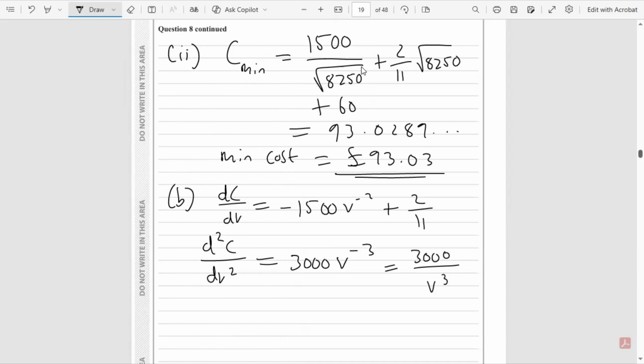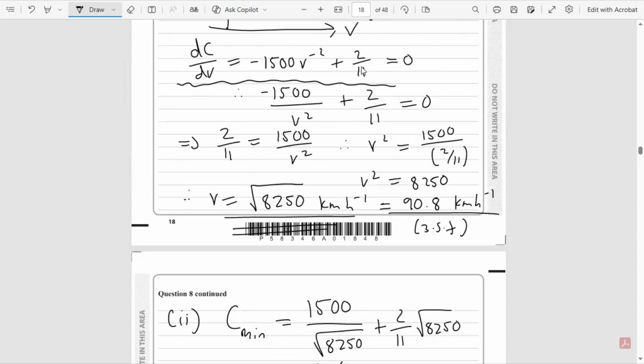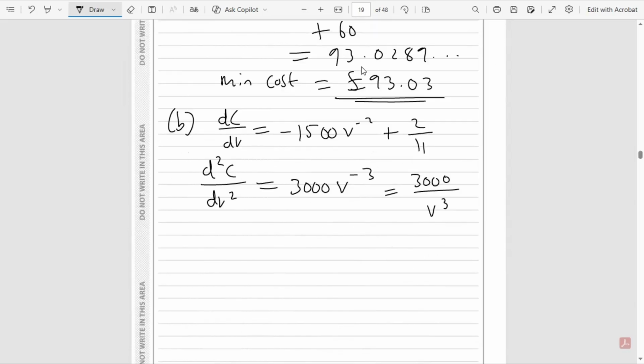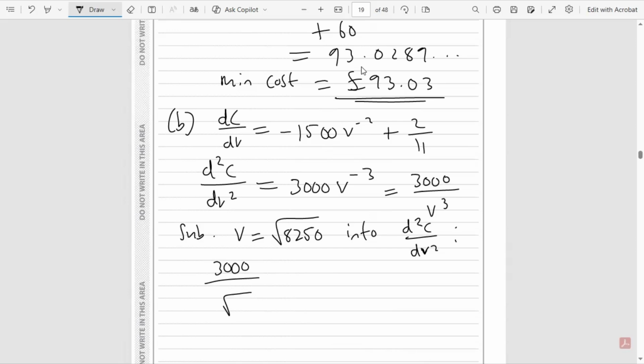So what we need to do now to prove that this speed we found here minimizes the cost is simply sub in v equals square root of 8,250 into the second derivative. And remember, if we end up with a positive second derivative, it means that we have minimized the cost in this case. So sub it in: 3,000 over square root of 8,250 to the power of 3. It's kind of obvious it's going to be a positive number, but I'll work out the number just to prove to the examiner that I know it's positive.